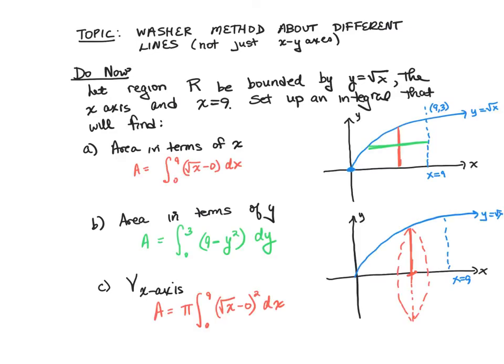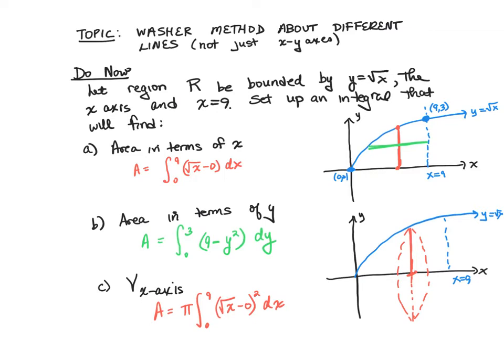So first we sketch the region, y equals root x, the vertical line x equals 9. Notice that the intersection point here is 9, 3, and this is 0, 0. And so if we wanted to get the area of that region in terms of x, we use a vertical rectangle which spans the region. The top and the bottom hit the same functions. So it's just top minus bottom in terms of x from x equals 0 to x equals 9.